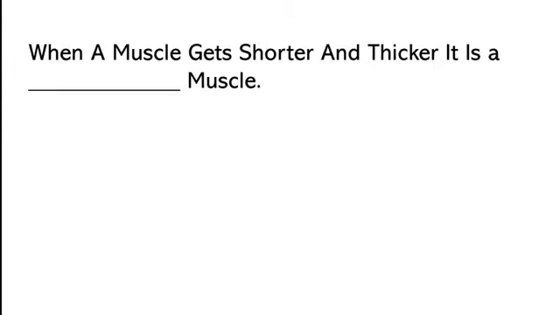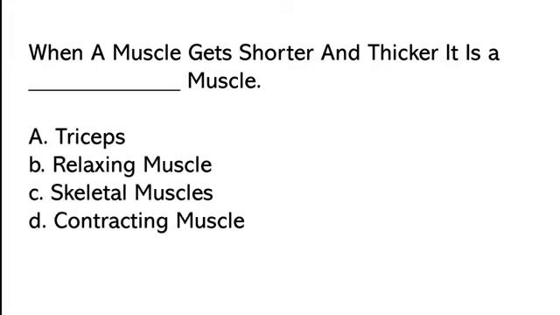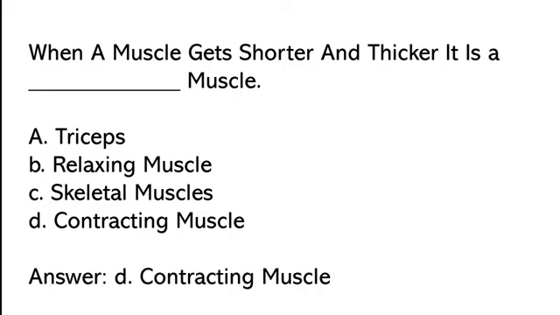When a muscle gets shorter and thicker, it is a dash muscle. Triceps, relaxing muscle, skeletal muscles, contracting muscle. So the correct answer is option D, contracting muscle.